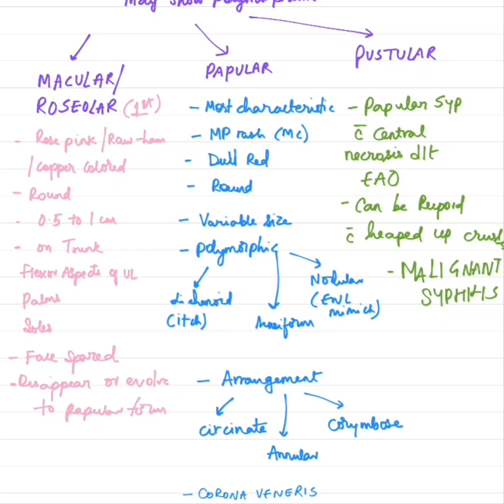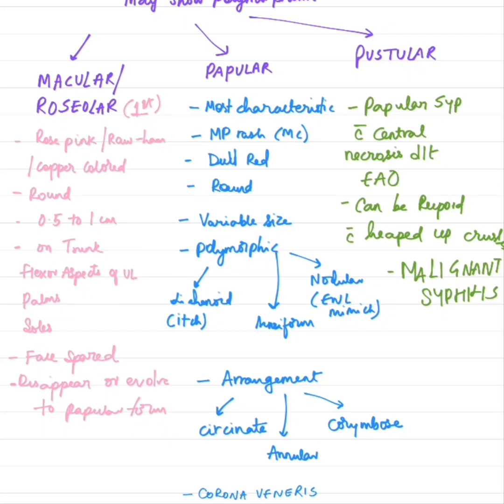Next, about papillary syphilid, this is the most characteristic rash of secondary syphilis, and maculopapillar rash is the most common type of rash seen in a patient. The lesions are dull red in color, they are round and of variable size, and the papules can be polymorphic and they can be either lichenoid, acneiform or nodular lesions.